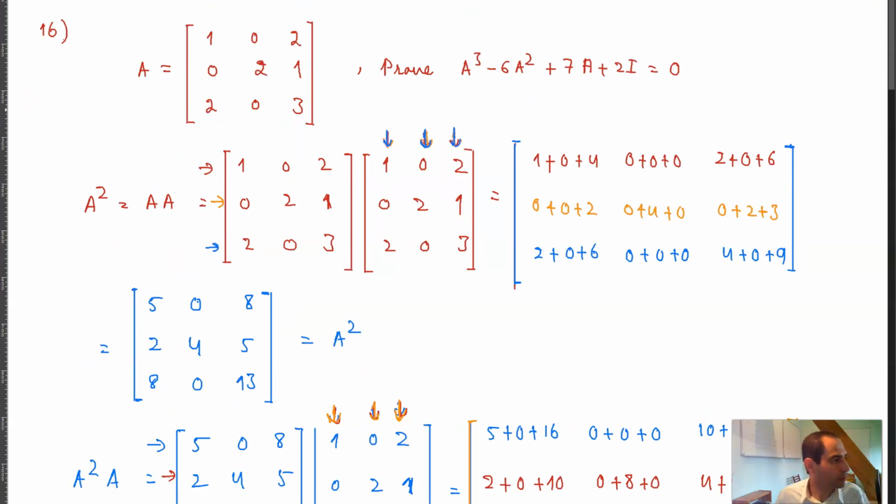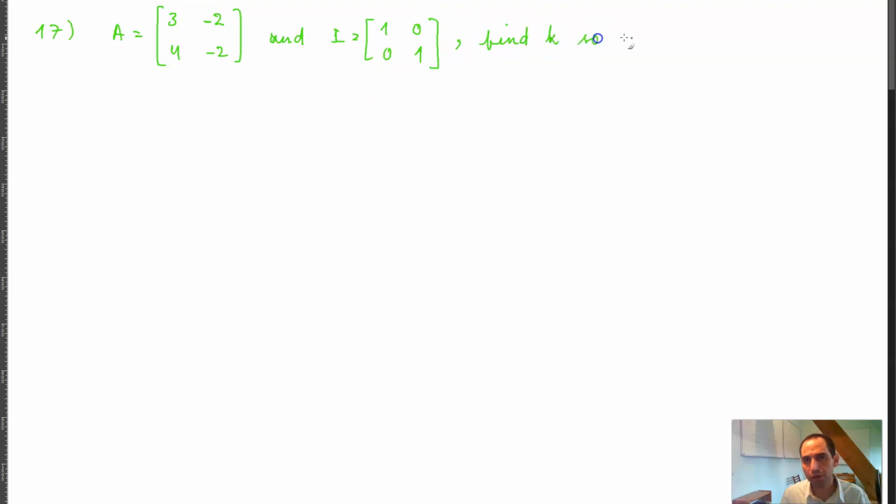Question number 17. We have if A is equal to 3, -2, 4, -2, and I is equal to 1, 0, 0, 1, find K so that A squared is equal to KA minus 2I.